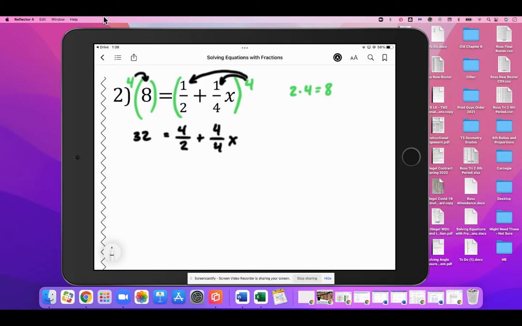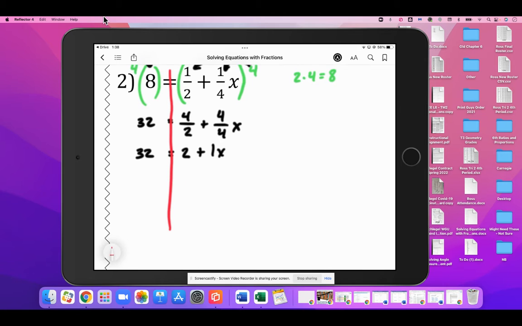Now we've got an instance where, again, our fractions look a little bit meaner, but watch what's about to happen. 32 is going to stay the same. Need the fancy line. 4 divided by 2 is 2. 4 divided by 4 is 1. We've got our variable there. Now this problem is super easy to solve because I have whole numbers. I'm going to subtract 2 from both sides. I get 30 equals 1x, which is the same thing as 30 equals x.